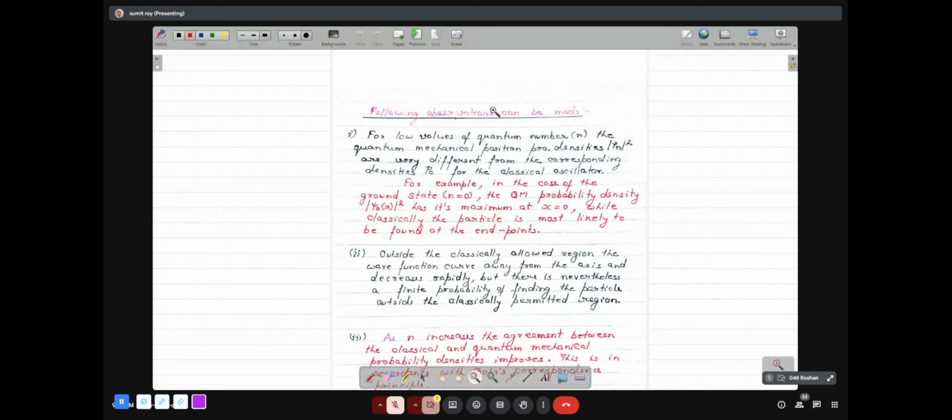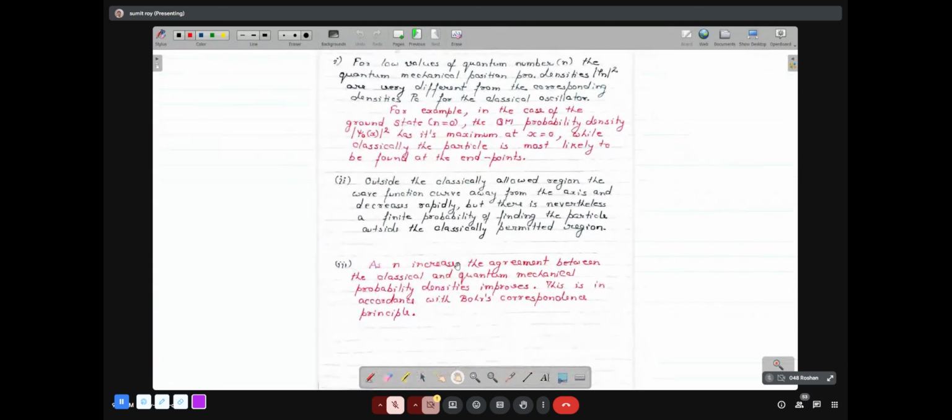endpoints. The second conclusion: outside the classically allowed region, the wave function curves away from the axis and decreases rapidly, but there is nevertheless a finite probability of finding the particle outside the classically permitted region. As n increases, the agreement between the classical and quantum mechanical probability densities improves. This is in accordance with Bohr's correspondence principle.